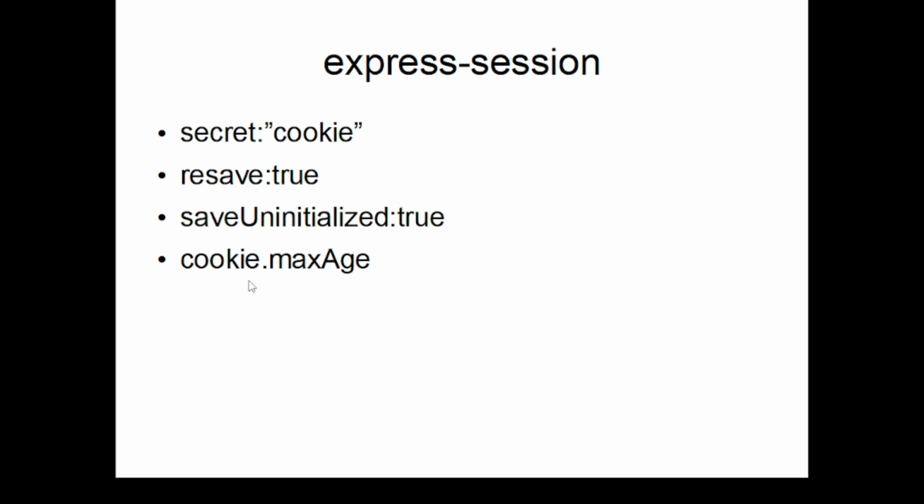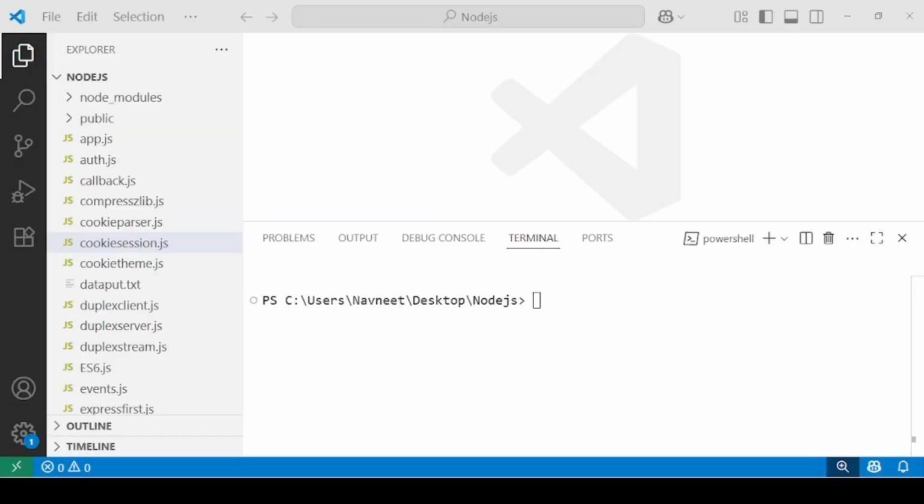Then we have cookie, where cookie.maxAge we can utilize to set the expiration time of the cookie that stores the session ID. And we can give the value in milliseconds. Meaning if it's 10,000 milliseconds, it's 10 seconds. Now we are good to go with a practical example.